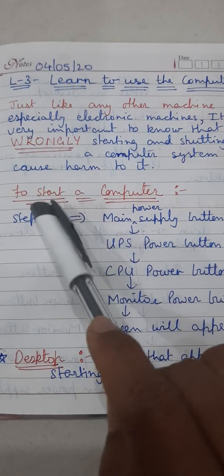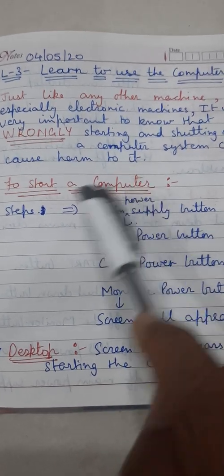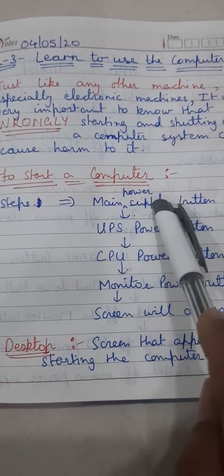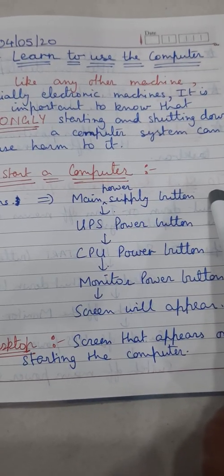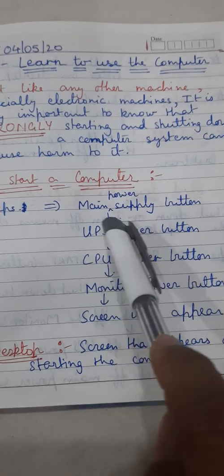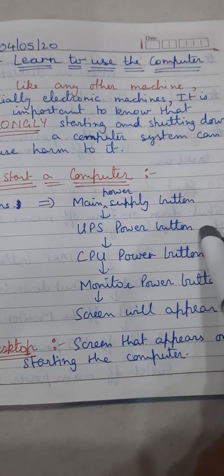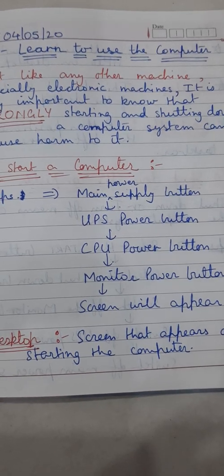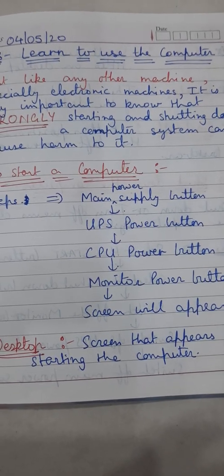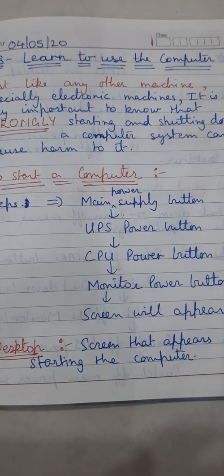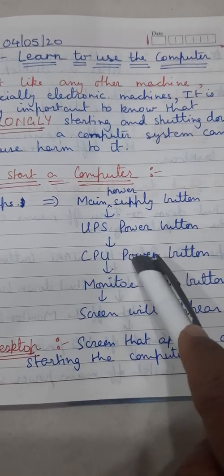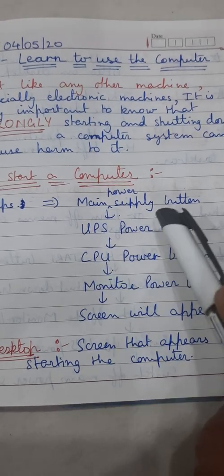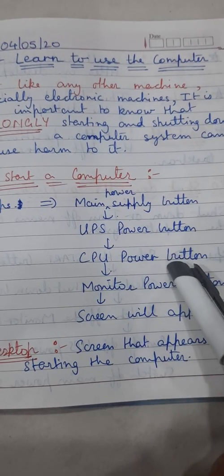So for starting a computer, the steps are: first, you will switch on the main power supply button. Then the UPS power button. There is a button in the UPS. UPS is uninterrupted power supply. It is a small box which acts like an inverter. Then the CPU power button. It is the brain of the computer. So after the UPS we will switch it on.